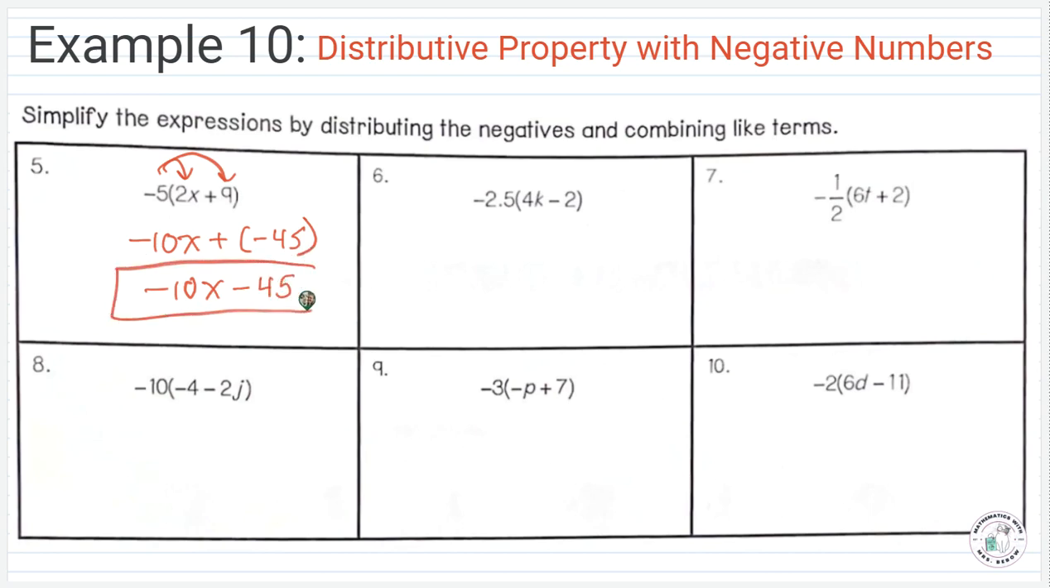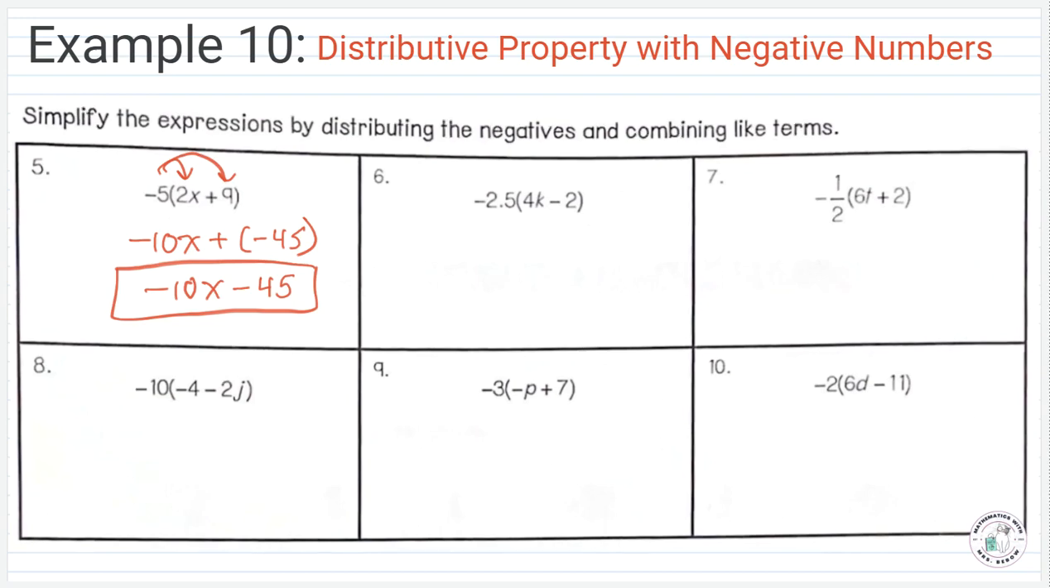And then that's my final answer. For number 6, this is one that I would advise because, again, we have that subtraction on the inside and we're going to be multiplying a -2.5 to everything in the inside of those parentheses. Take the time to rewrite that -2 as plus -2. So now we're going to, again, take whatever's on the outside.